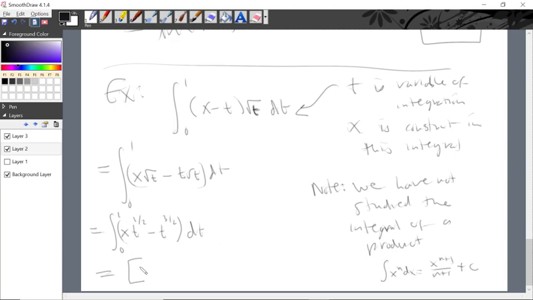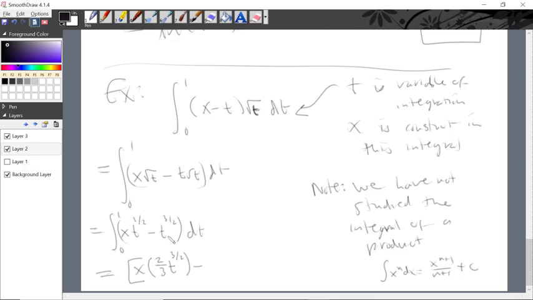Okay, so our antiderivative here, let's add 1 to this exponent. 1/2 and 1 is 3/2, and then divide by the result. Well, dividing by 3/2 is the same as multiplying by 2/3. So 2/3 t to the 3/2 power.